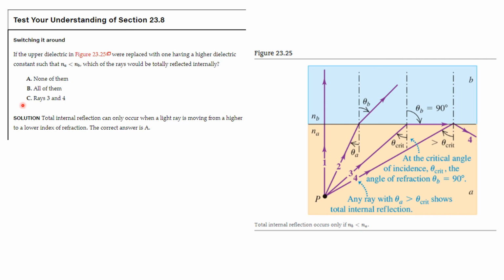And the answer is: total internal reflection can only occur when a light ray is moving from a higher index to a lower one. Well, we made this one higher, so that couldn't be true. So the answer is none of them.